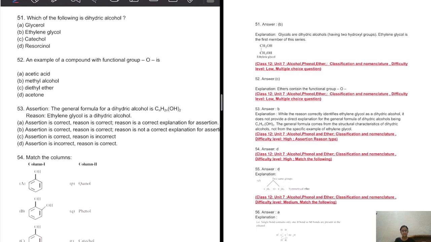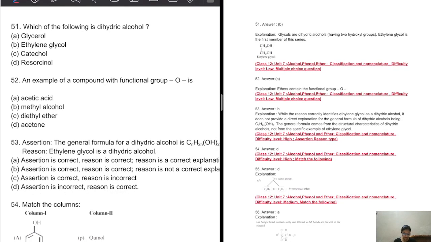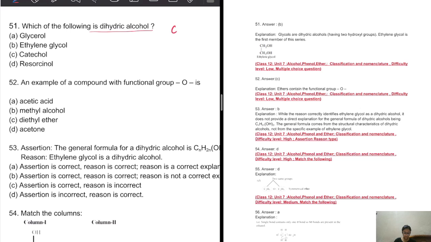So, let's start with today's BPT chemistry solutions. I hope you have done these well. They were quite easy. So, let's move to our first question. It says, which of the following is dihydric alcohol? Okay. What is dihydric alcohol?